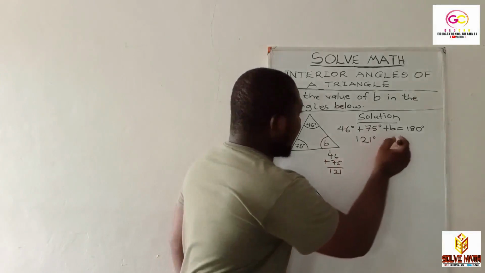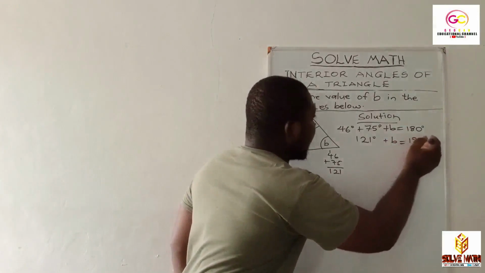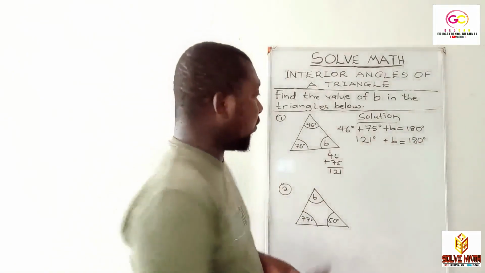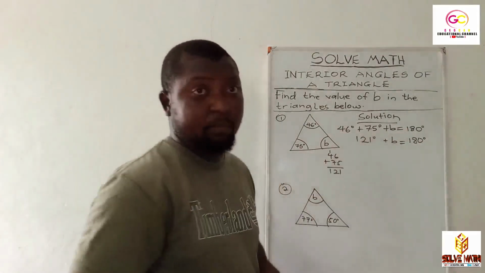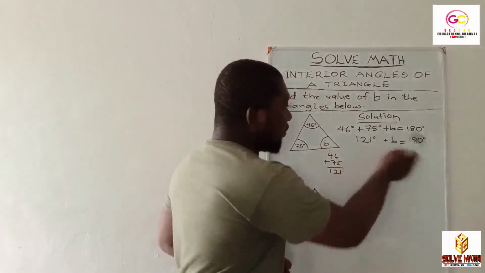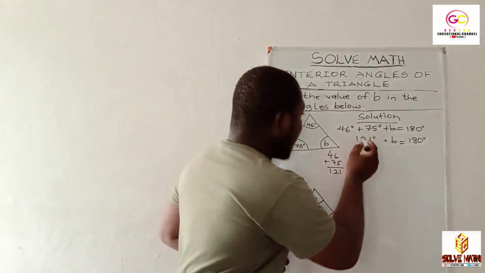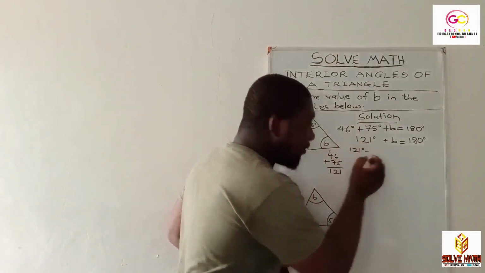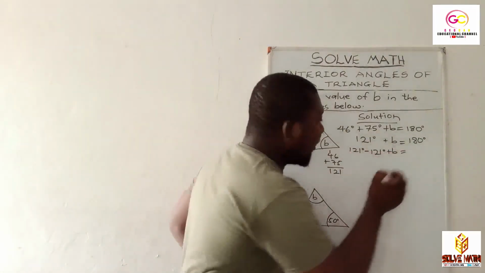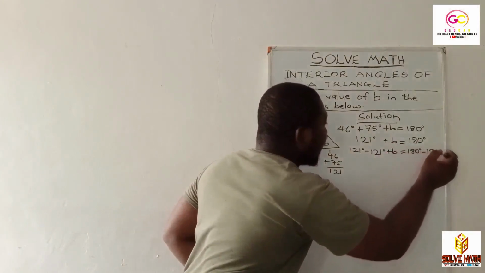Then plus your B. Don't forget. Plus your B should be equal to, in line, 180 degrees. Remember, we are searching for the value of B, meaning B should stand alone. And if here we have 121 degrees closer to B, we are supposed to subtract 121 degrees from both sides, both right and left, in order for B to stand alone. So we have 121 degrees minus 121 degrees, as I said. Then plus your B, nicely written, it's equal to 180 degrees minus 121 degrees.